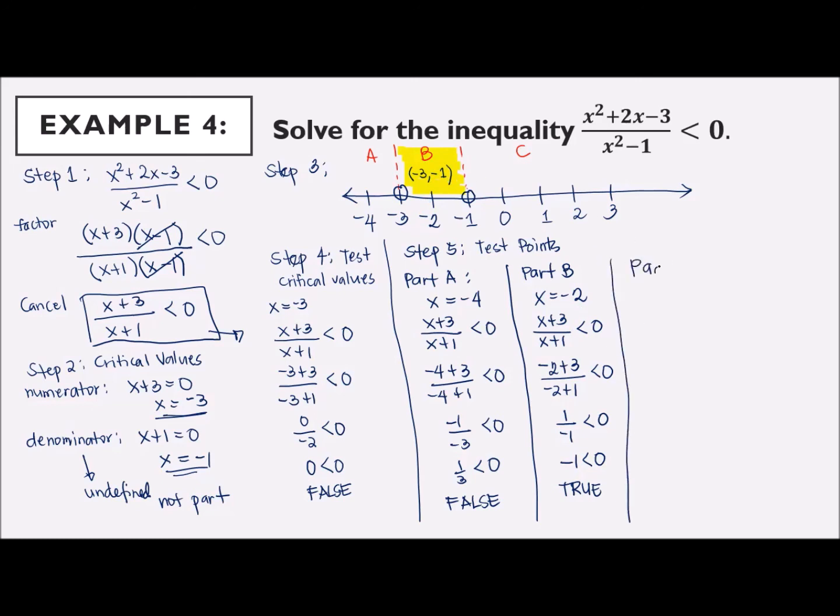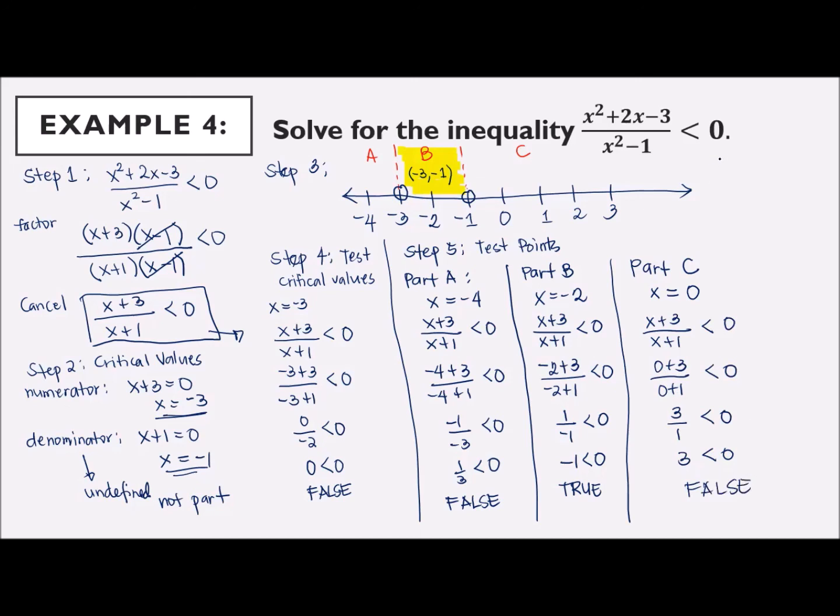Nakikita nyo na ba kung true or false siya? So, parang may pattern, ano? Kunin na natin mas madali sa part C, 0. So, x plus 3 over x plus 1 is less than 0. So, 0 plus 3, and then 0 plus 1. 0 plus 3 is 3. 0 plus 1 is 1. 3 divided by 1 is 3. Si 3 ba ay mas mababa kay 0? Positive to. So, that one is false. Ay, di ba madali lang?